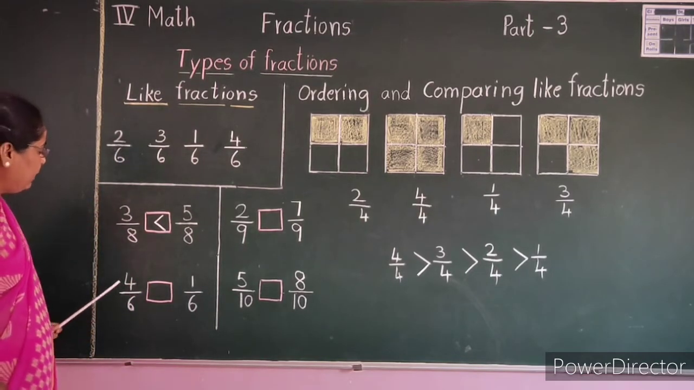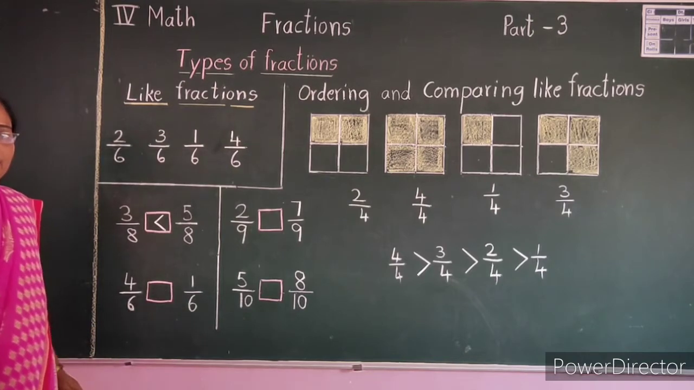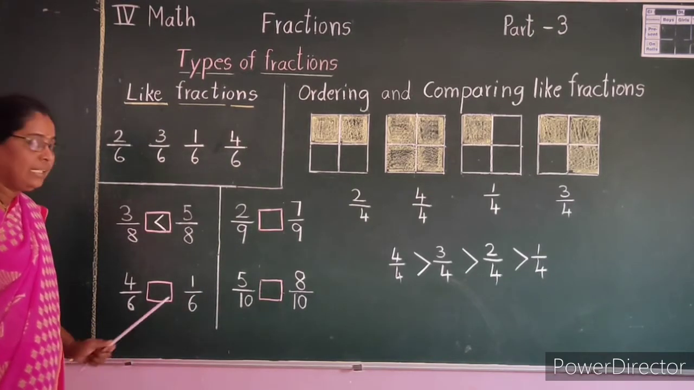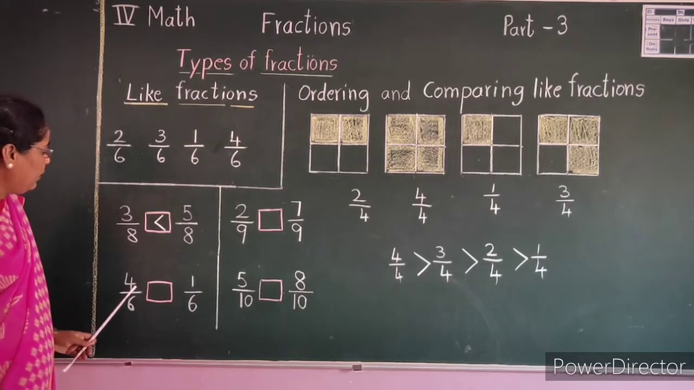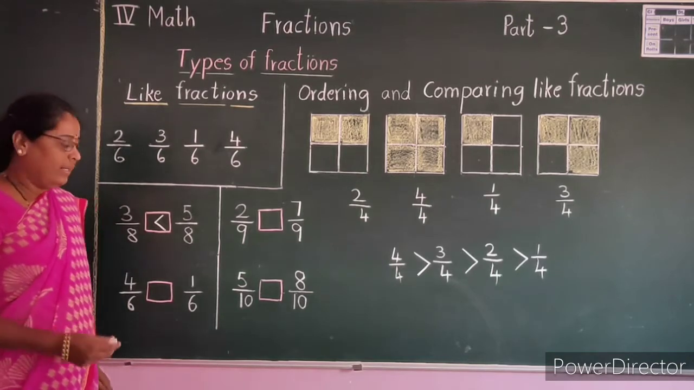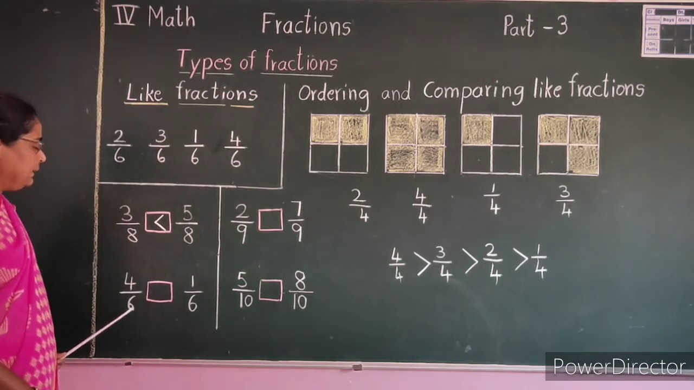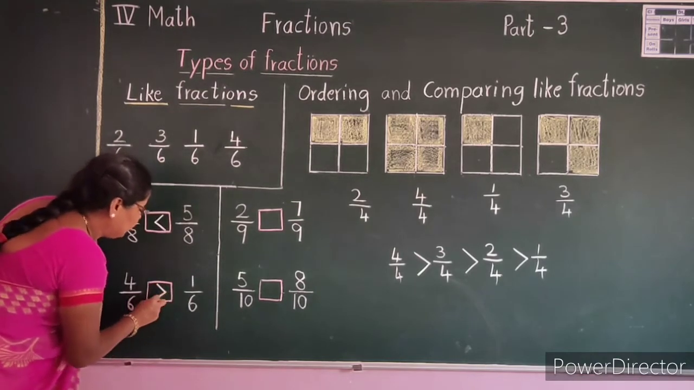One more example, 4 by 6 and 1 by 6. Here also the denominators are the same. Compare the numerators. Here 4 and 1. 4 is greater than 1. So 4 by 6 is greater than 1 by 6.